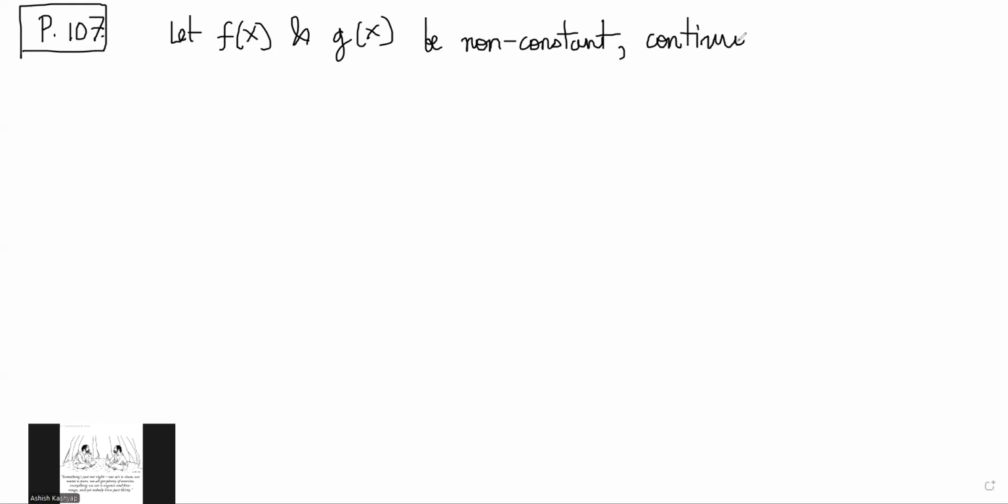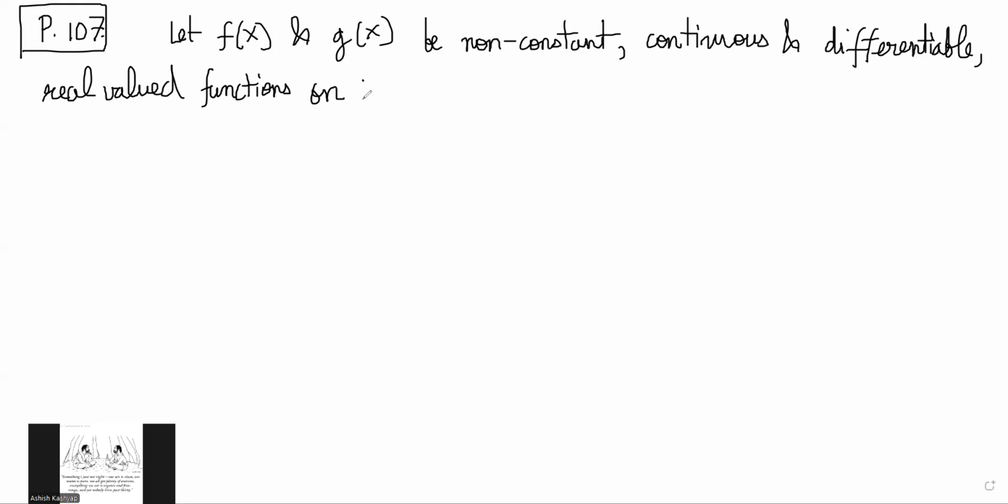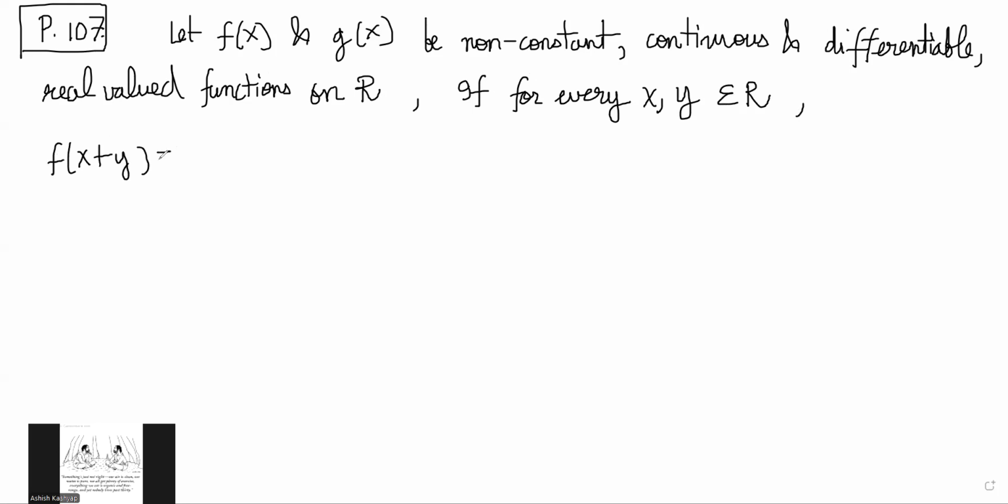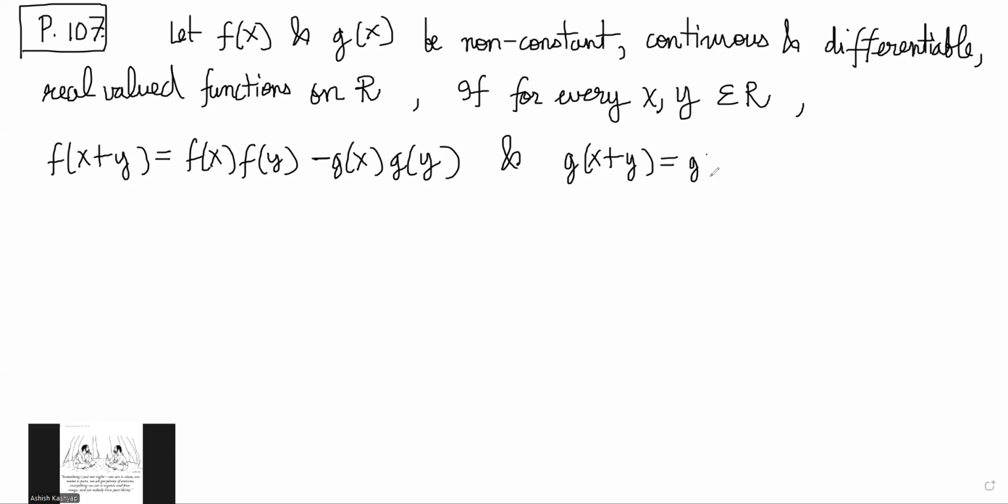This says: let f(x) and g(x) be non-constant, continuous and differentiable real valued functions on R. If for every x, y belonging to R we have f(x + y) = f(x) f(y) − g(x) g(y), and g(x + y) = g(x) f(y) + f(x) g(y).